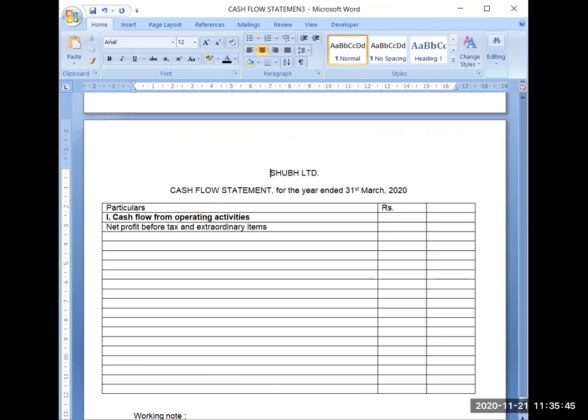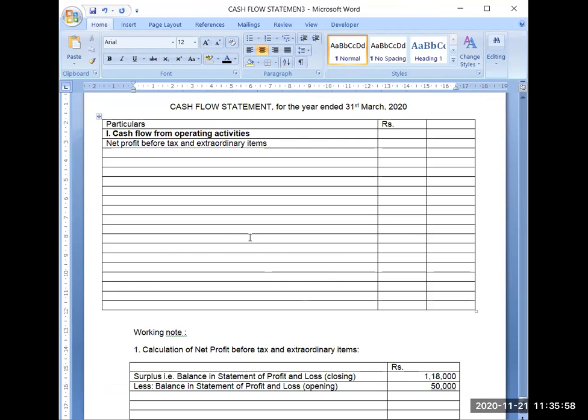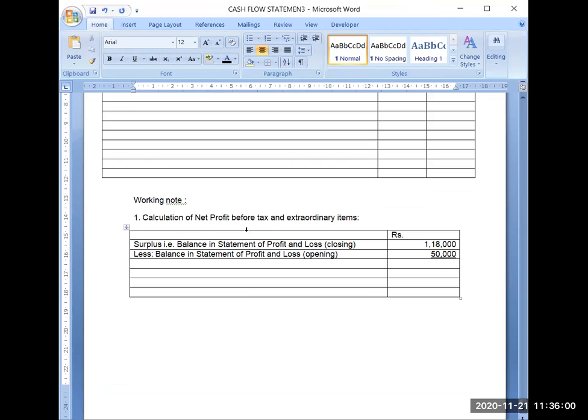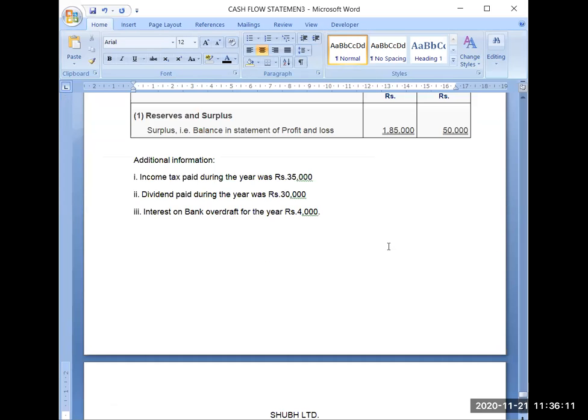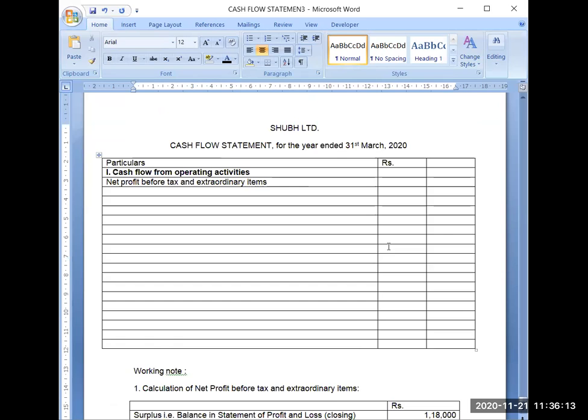Now we have to prepare the cash flow statement. Cash flow from operating activities is the first part of this cash flow statement. And step one is net profit before tax and extraordinary items. So we will prepare a working note for calculation of net profit before tax and extraordinary items. So surplus, that is balance in statement of profit and loss, closing balance. Let's see the closing balance. Closing balance is 1,85,000.